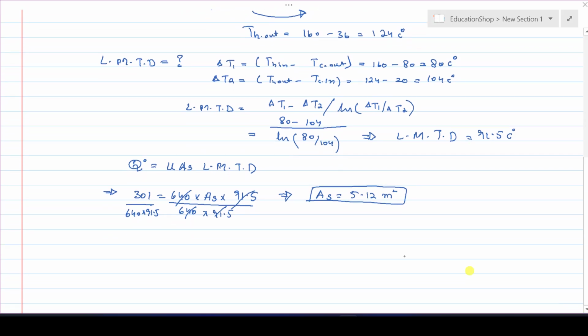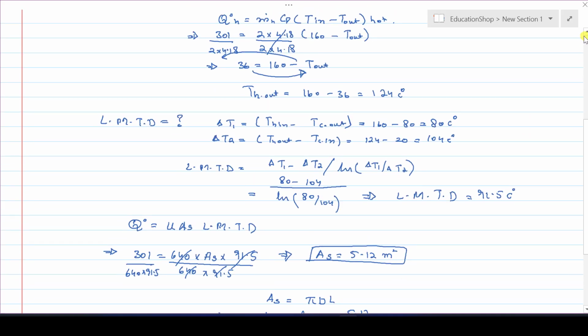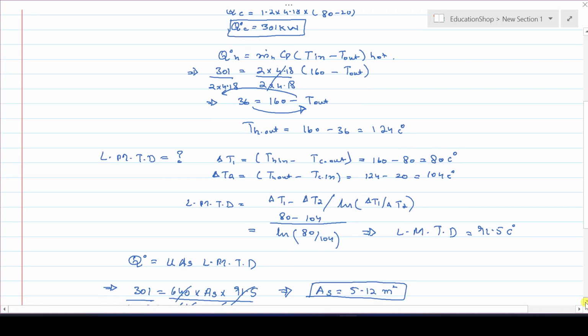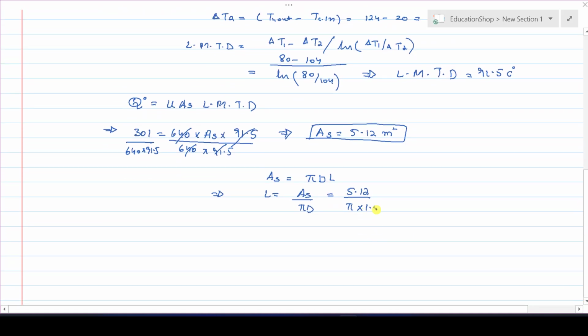But our requirement is to find the length of the heat exchanger. That's why surface area is also equal to pi d L. Then L is equal to surface area divided by pi d. The surface area is 5.12, pi is a constant, and d is given, that is 1.5 multiplied by 10 to the power minus 2 meter. Solve this on the calculator and you will get the length of the heat exchanger, that is 109 meter. This is our final answer.